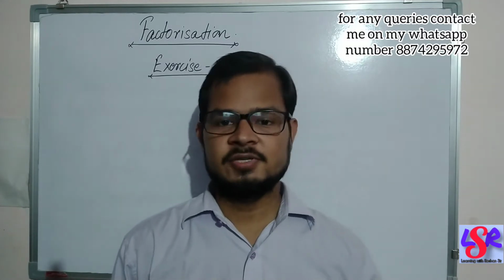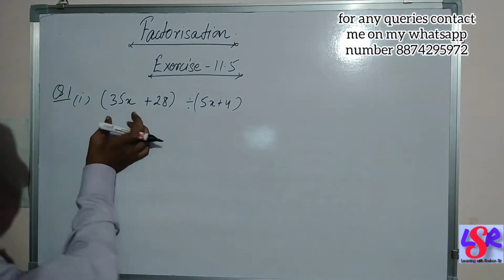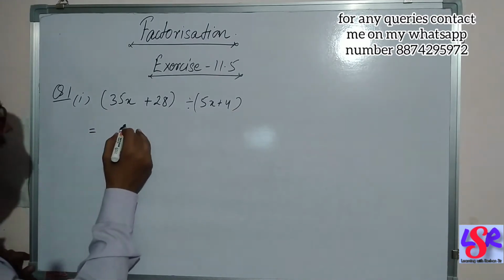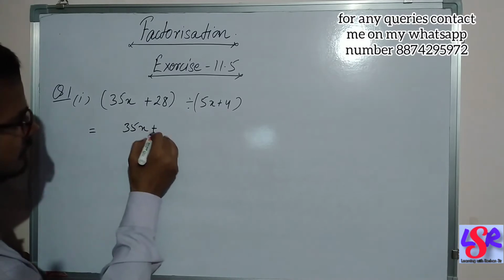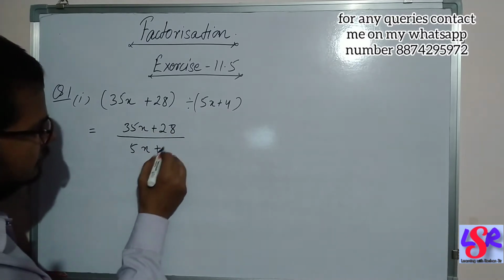Now let's go with exercise 11.5 of the chapter factorization. Now this is based on the division of polynomials. Now let's go with question number 1. Here we are having 35x plus 28 divided by 5x plus 4. Now this can be written as 35x plus 28 upon 5x plus 4.